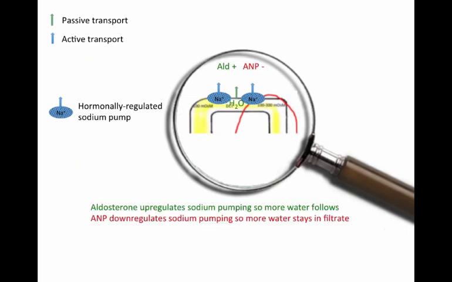It turns out that you already know the hormones that are responsible for up and down regulating these hormonally regulated sodium pumps. So aldosterone is a steroid hormone that you are already familiar with, and aldosterone upregulates sodium pumping, meaning it causes these sodium pumps to pump faster, and it also causes more of them to be inserted into the plasma membrane. Remember, aldosterone is a steroid hormone that influences protein synthesis.